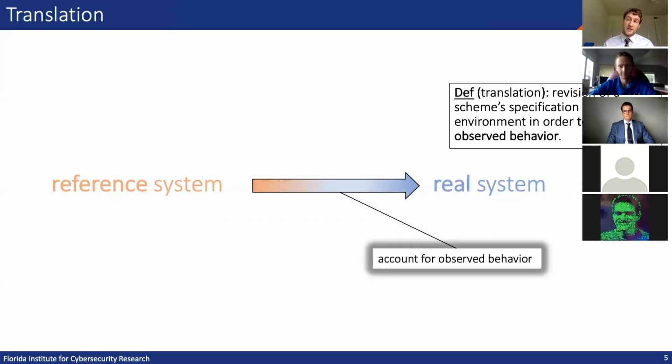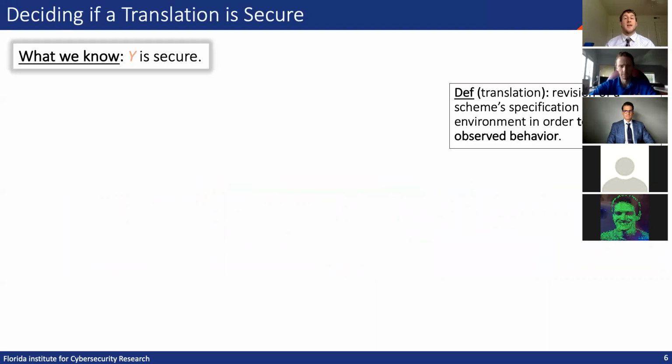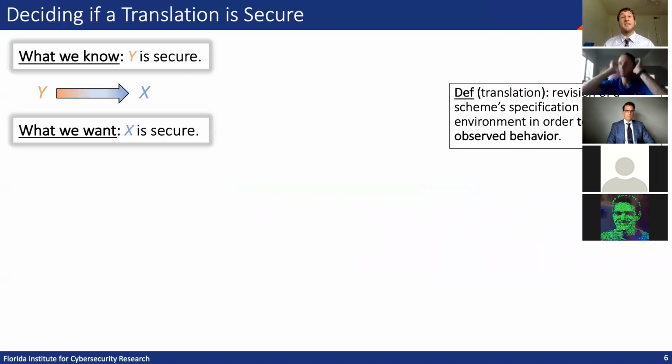In general, translation refers to the revision of a scheme specification or its execution environment in order to account for discrepancies between the real system and the subject of the proof. And because translation can result in attacks, it's important to thoroughly evaluate its impact on security. So suppose that we have a security proof for a system Y. When we translate Y into a new system X, the hope is that X is at least as secure as Y. That is, the translation doesn't result in a new attack. And the way we would verify this is to repeat the same analysis for X as has already been performed for Y.